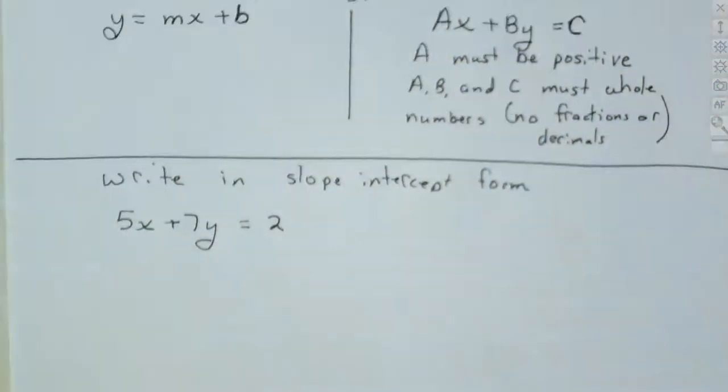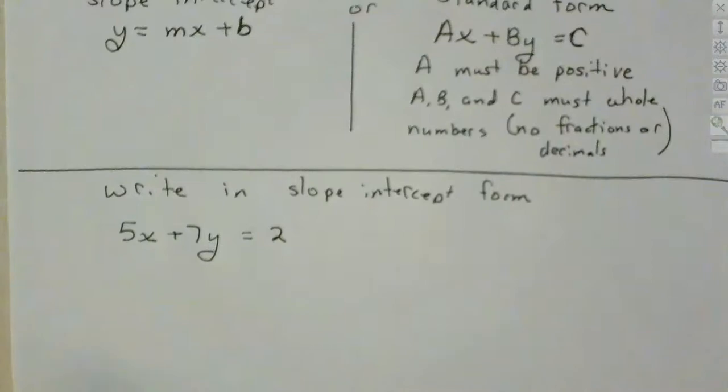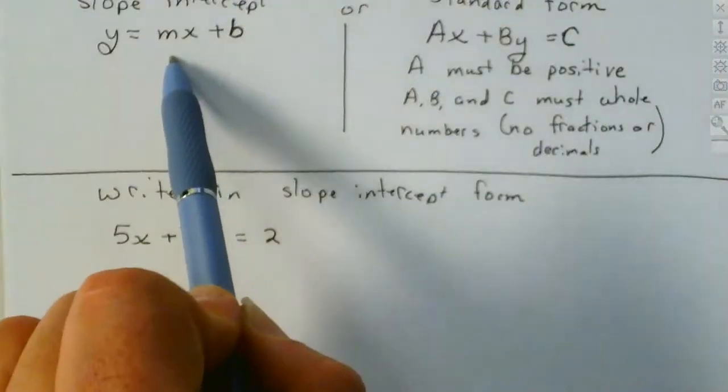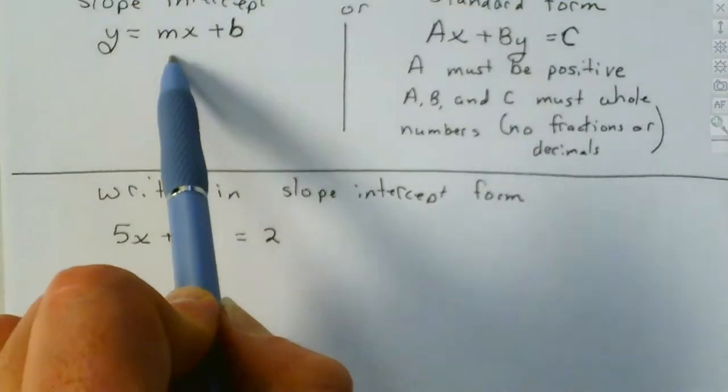Okay, right now it's actually in standard form. I want you to write this in slope-intercept form. Now to write this in slope-intercept form, what does it need to look like? Right, slope-intercept form looks like this, doesn't it? Which is what we've done many, many times. So what do we need to do?